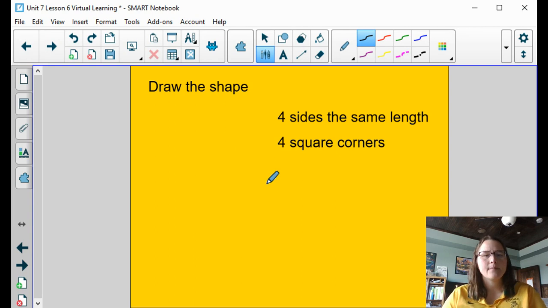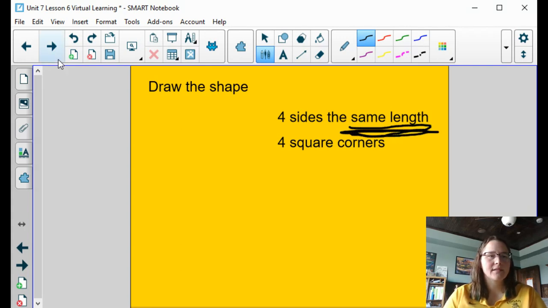How about this time? I want you to draw a shape that has 4 sides, but they're all the same length. And the same shape has to have 4 square corners. Go ahead, pause the video, and let's draw that shape too. Great job, friends. That shape can only be a square because it has the same length of sides, right?